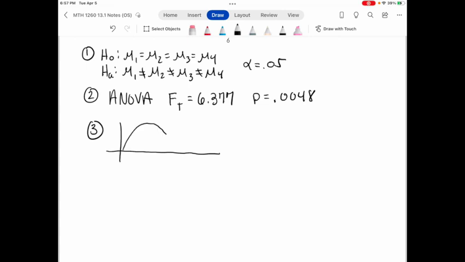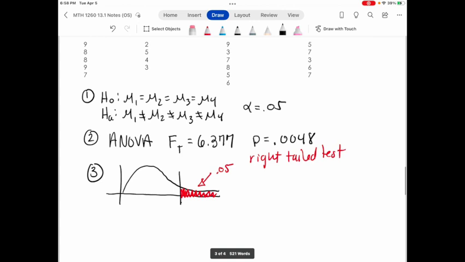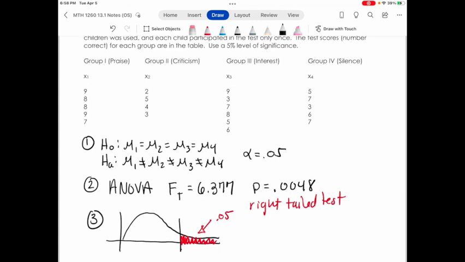Now, for our rejection region, we have to find that cutoff point so that we have 0.05 area to the right. With ANOVA, we always do a right-tailed test. So we have to find our degrees of freedom so that we can look it up on the chart.